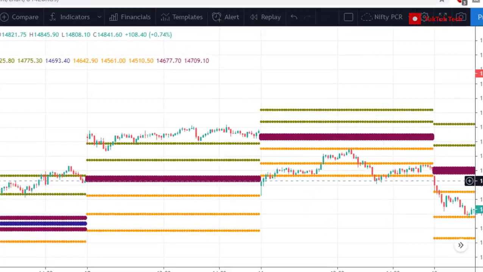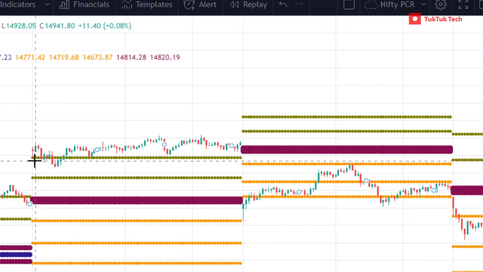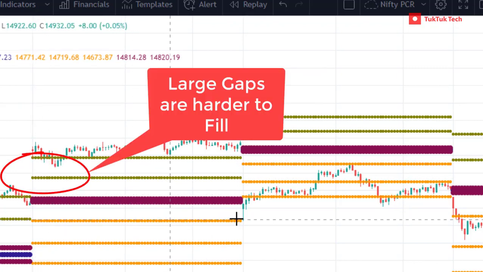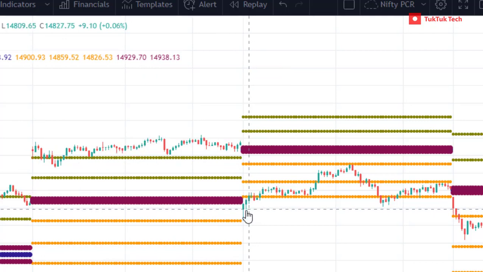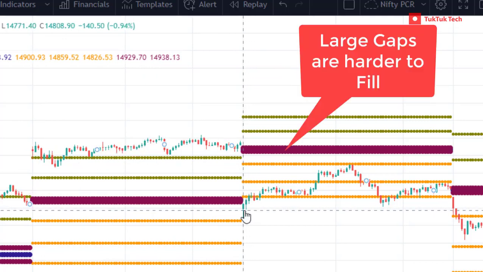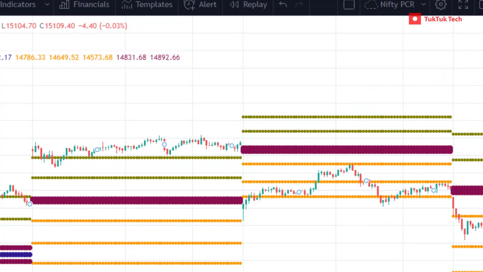Number 2. Trading the right size gap greatly increases the success rate of this setup. Gaps that are too large don't tend to fill as easily as those that are moderate in size.